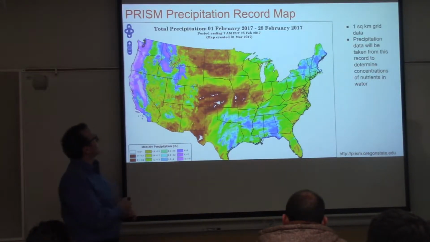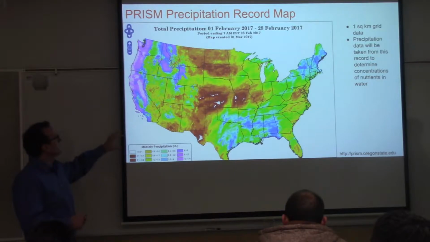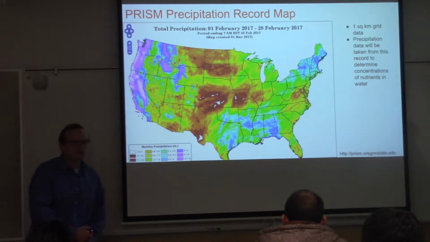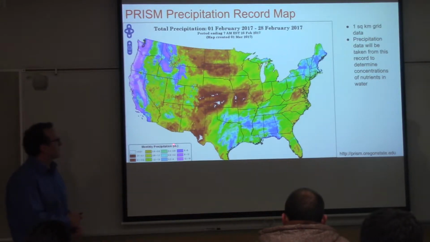Here is the PRISM data. This is just from February, and you can see the West Coast has been hammered this season. It's had up to 12 to 16 inches of rain just in that 1 month. You can see areas where there's been no rain in February, and we've done fairly well ourselves in Utah.